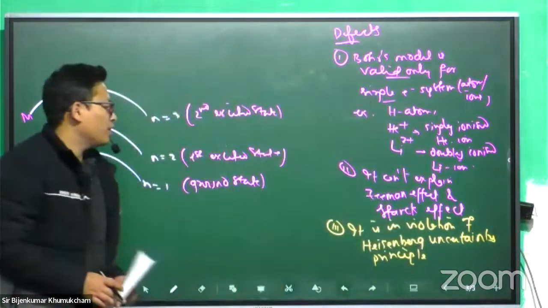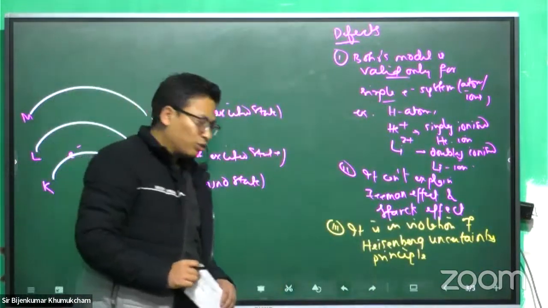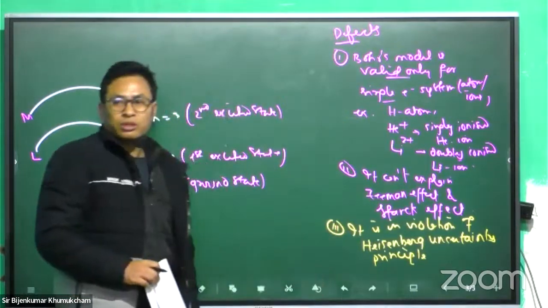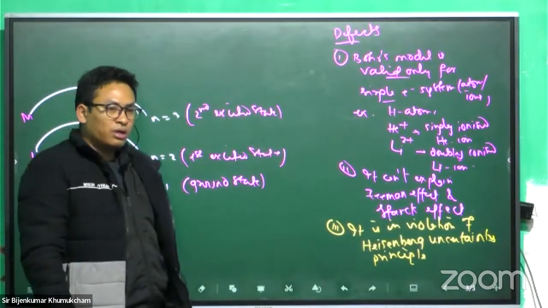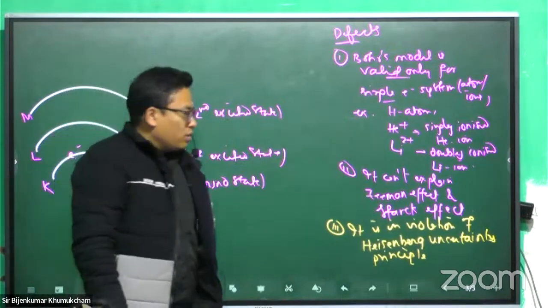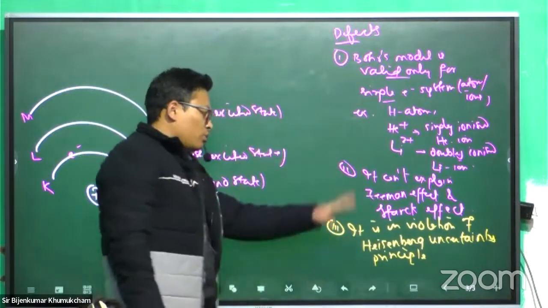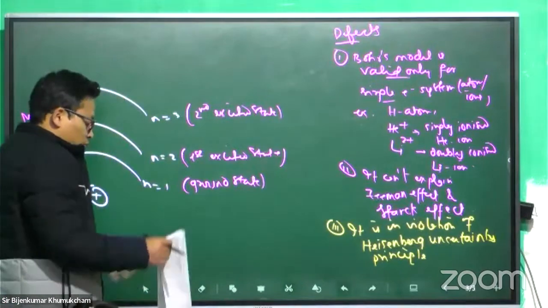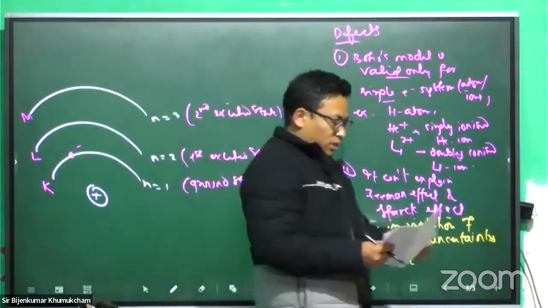It can't explain the Heisenberg uncertainty principle. Although in the theory, he did not prove any of the theory, he did not prove any of its model. Let's start solving some problems.